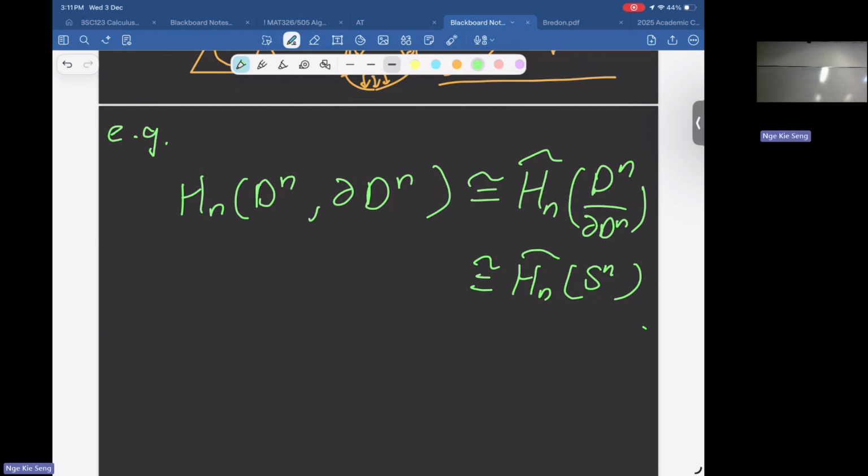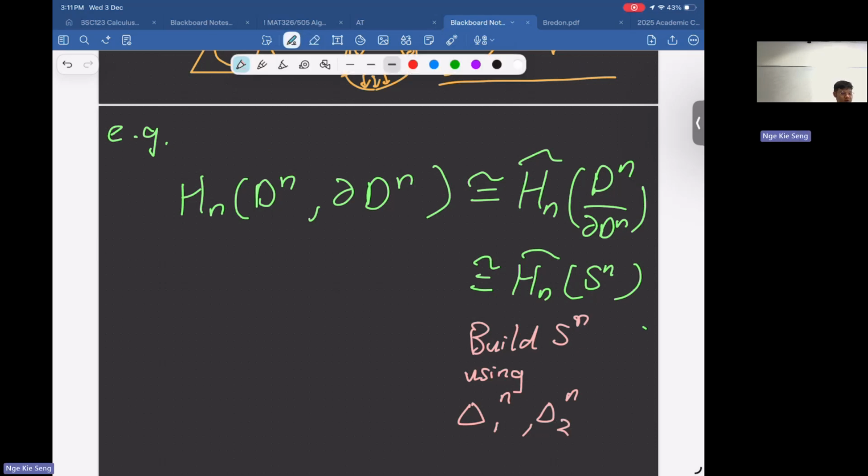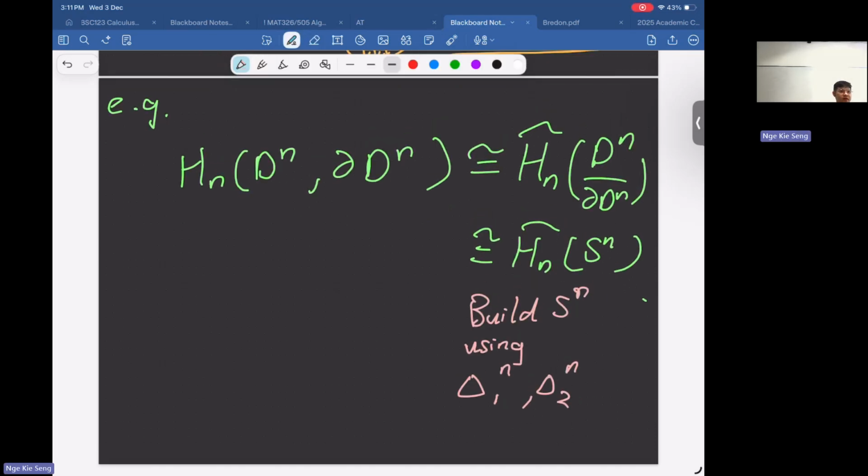Okay, so an easy way to describe that is you build your Xn using two delta, delta n 1 and delta n 2, like what we do just now, glue along the boundary. Then the generator is delta 1 n minus delta 2 n. Okay, so the gluing process here becomes the sign. Does it make sense?